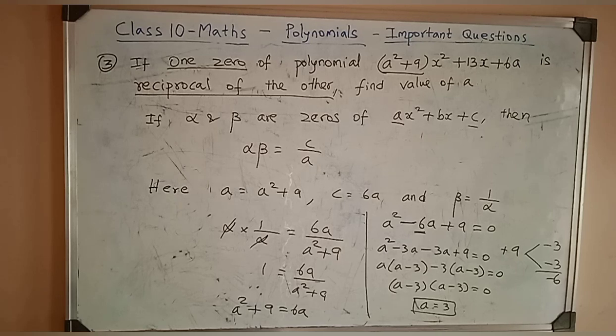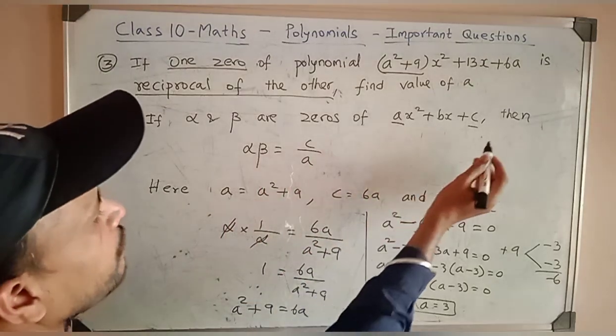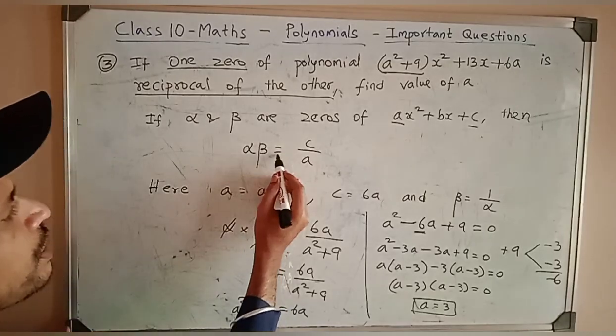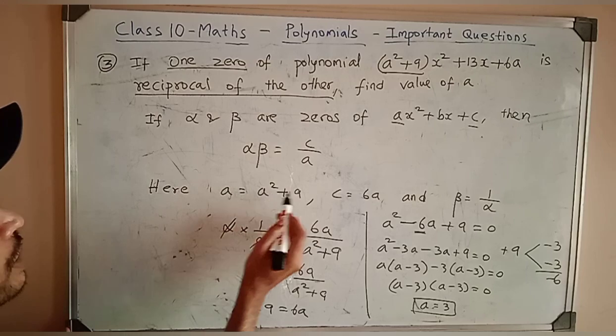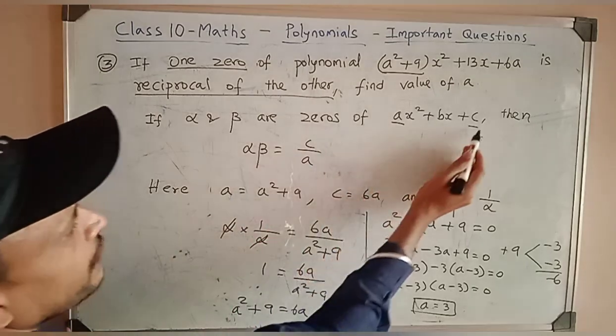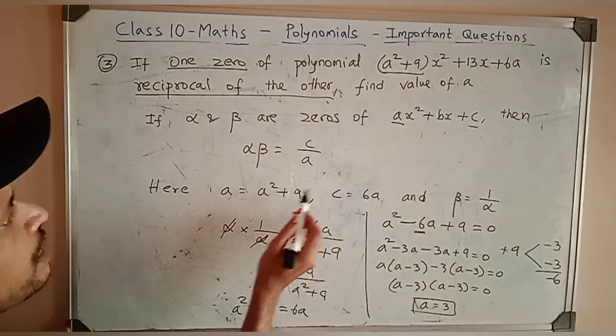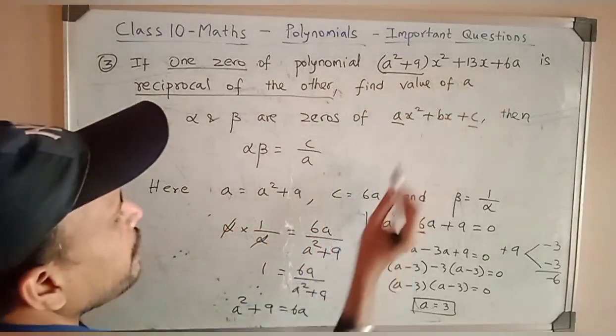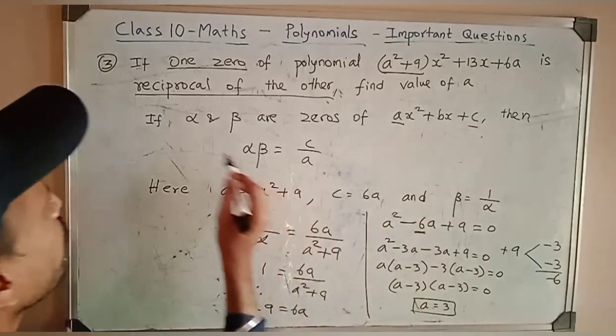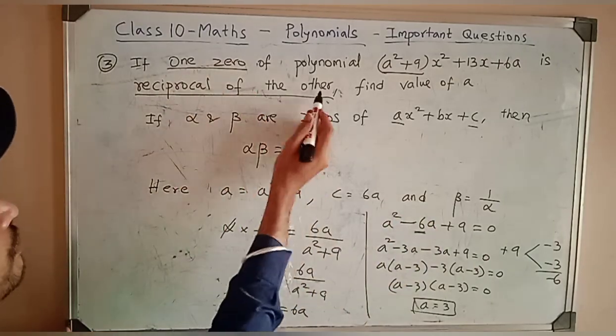We know the general polynomial expression ax square plus bx plus c. In this, if alpha and beta are zeros of this polynomial, then the product of zeros alpha and beta is equal to c by a. So here a is the coefficient of x square and c is the constant term. Similarly, in the given polynomial, a is a square plus 9 and c is 6a, and according to the question, one zero is a reciprocal of the other.